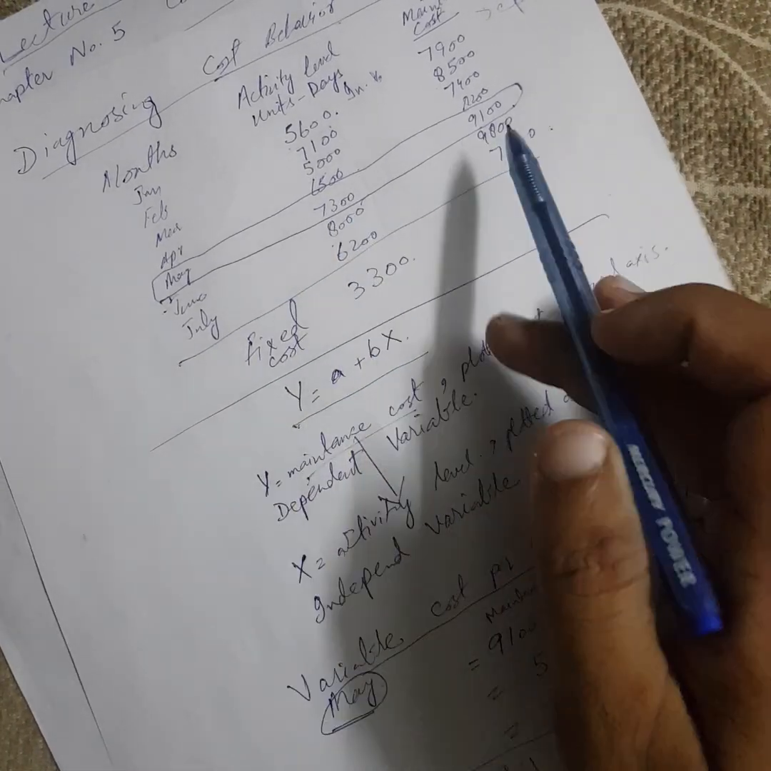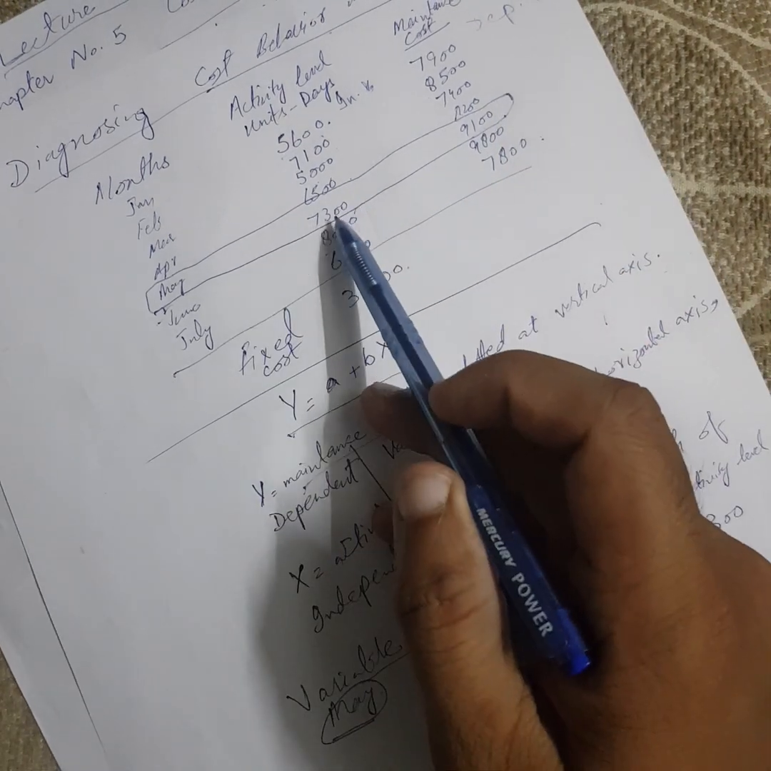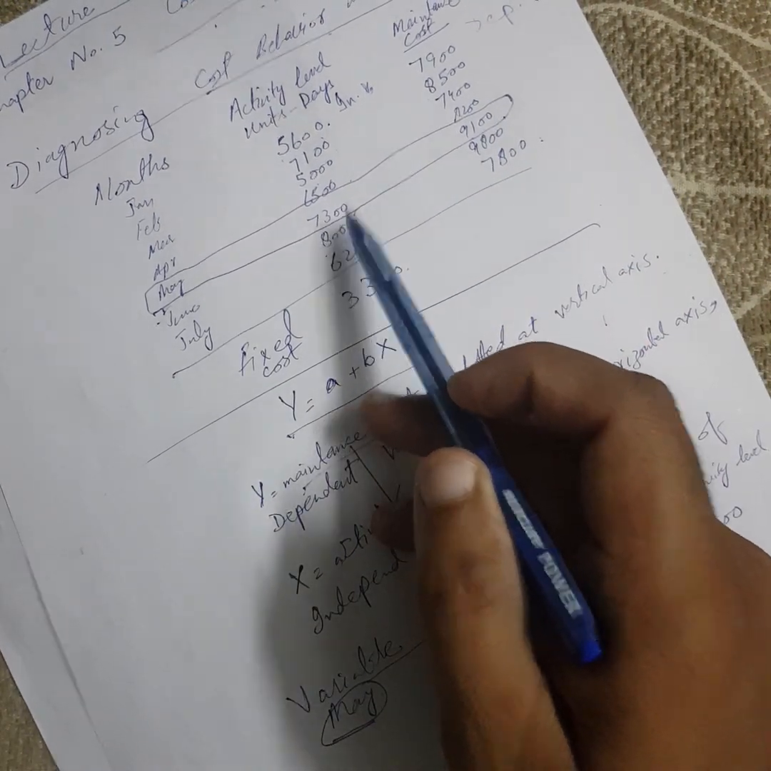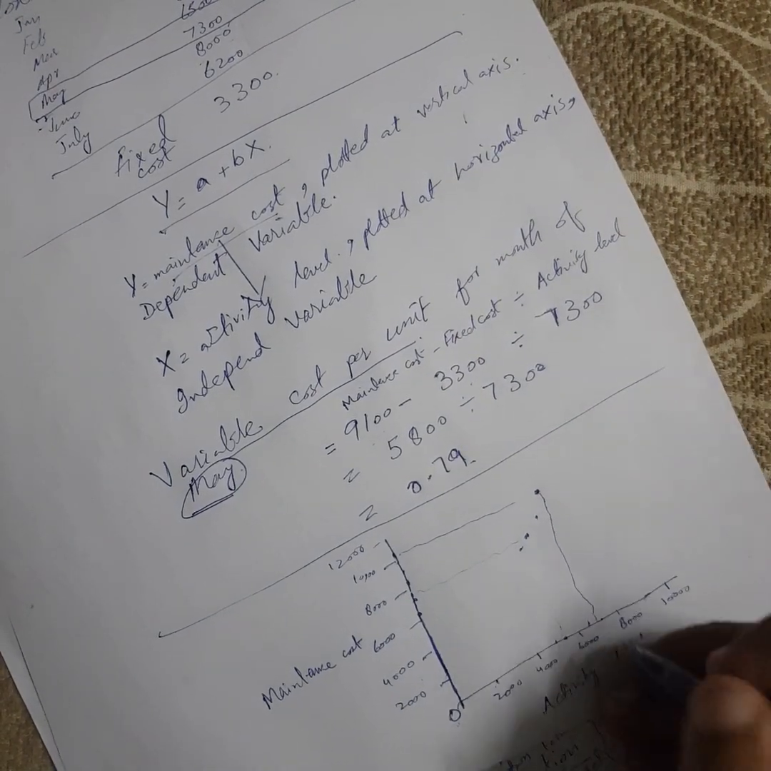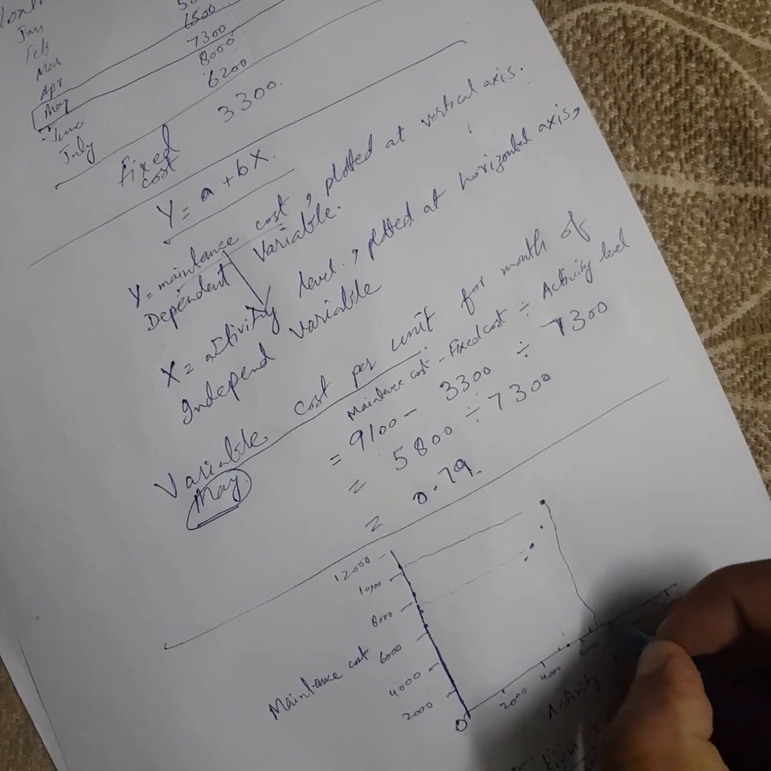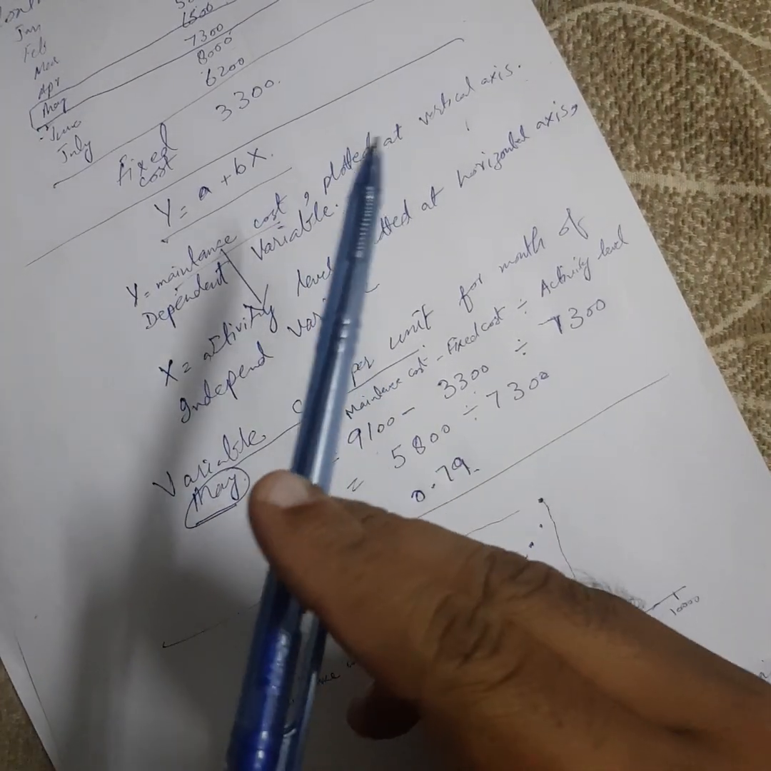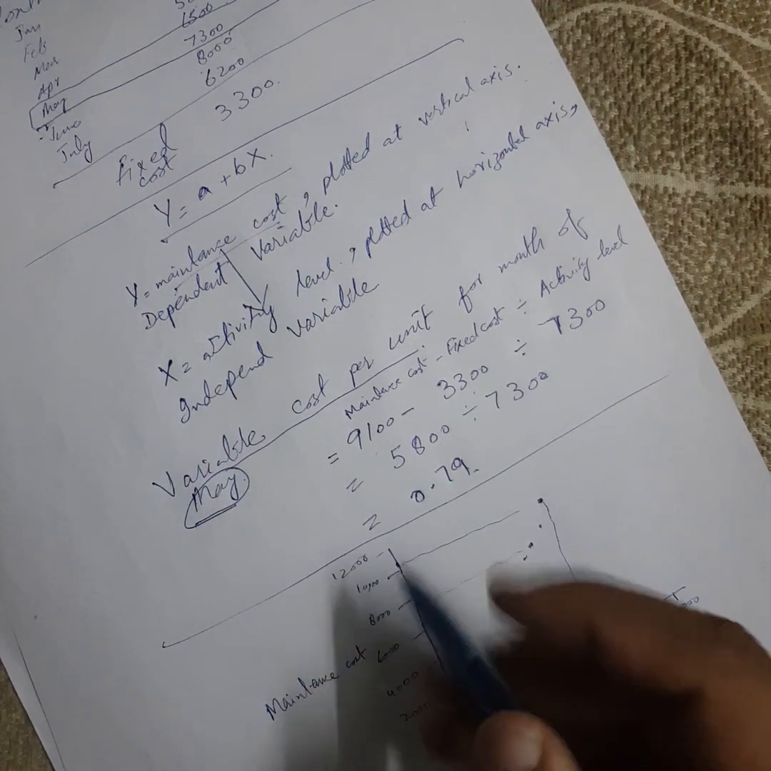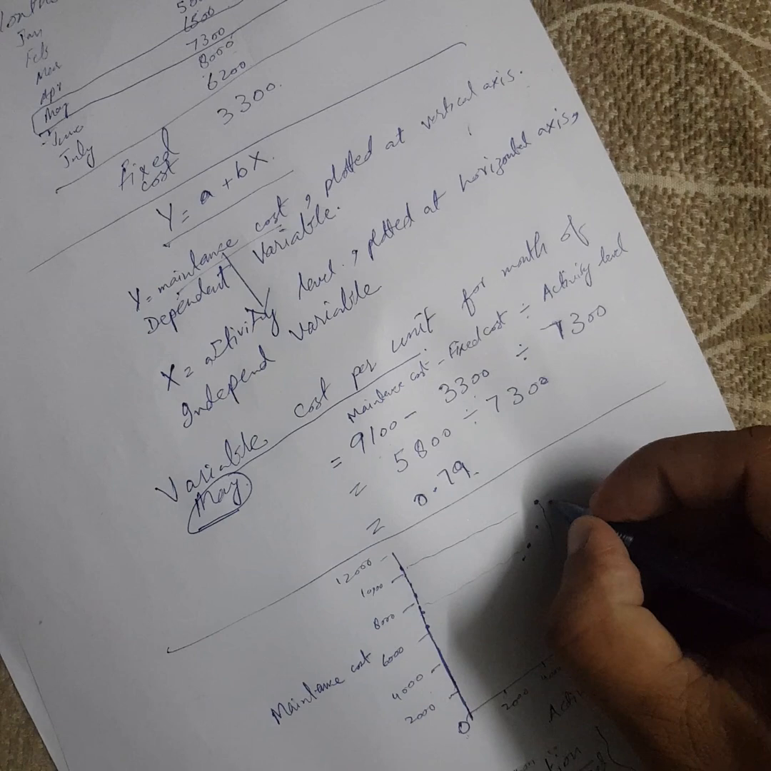For May, our maintenance cost is 9100 and our activity level is 7300. Activity level 7300 will come almost here, and our maintenance cost will rise to 9100. So we will place a dot here.